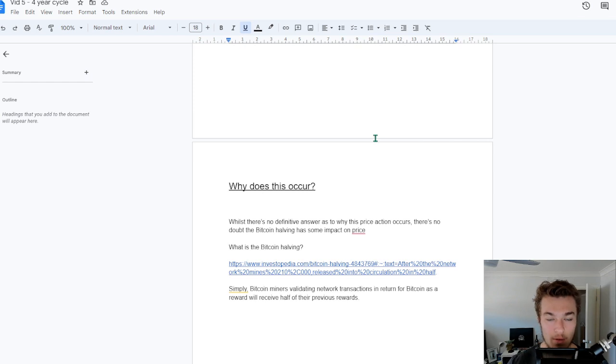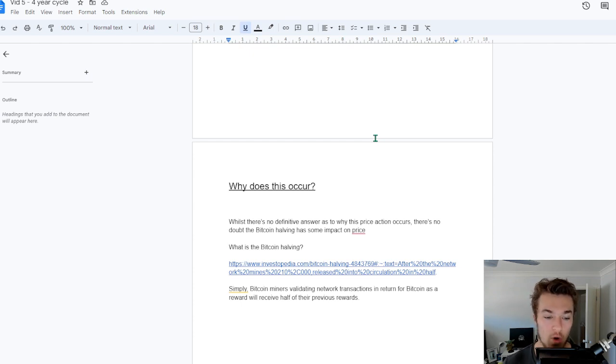All right. Now, next question is, why does this occur? So why is there a 4-year cycle occurring? Because pretty well there's no reason this has to happen. Why is it continuing to do the same thing over and over and over again? So I've written here, whilst there is no definitive answer as to why this price action occurs, there's no doubt the Bitcoin halving has some impact on price.